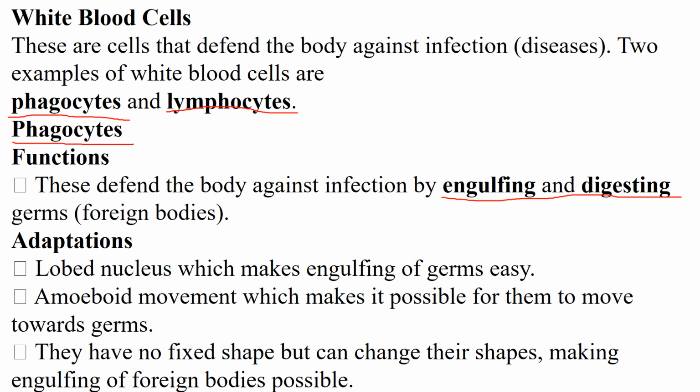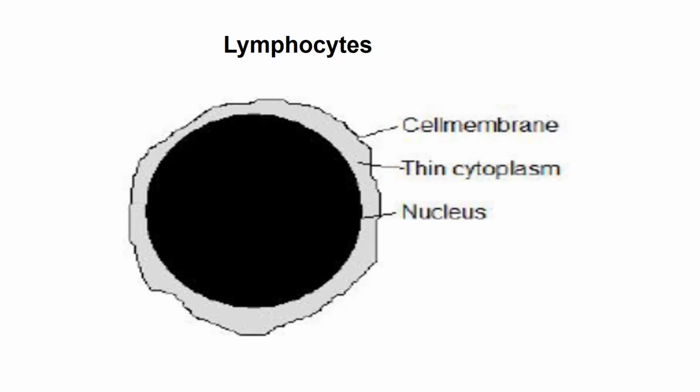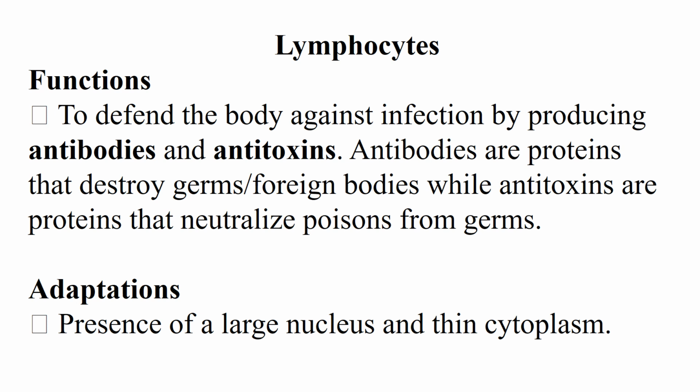Let's proceed. The other type of blood cells, the white blood cells, like we said, we have the lymphocytes. They have a very large nucleus. So the presence of a large nucleus and a thin cytoplasm, that is their adaptation. Right.